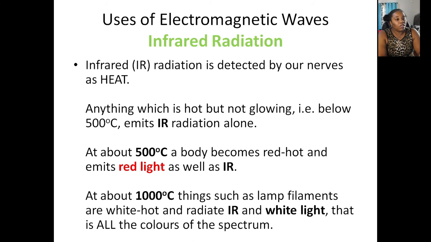Infrared radiation. So infrared radiation is detected by our nerves as heat. Anything which is hot but is not glowing, that is below 500 degrees Celsius, emits IR radiation alone. At about 500 degrees Celsius, a body becomes red hot and emits red light as well as IR. At about 1000 degrees Celsius, things such as lamp filaments are white hot and radiate IR and white light. That is all the colors of the spectrum.